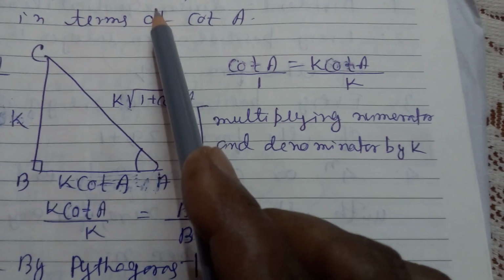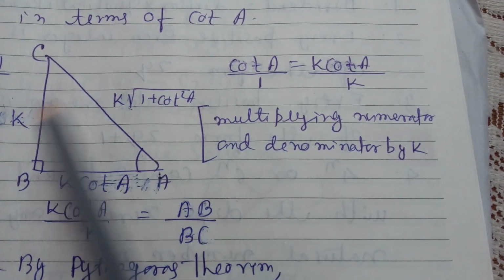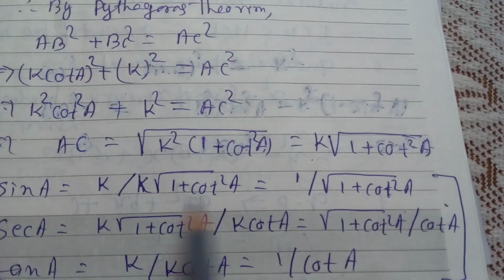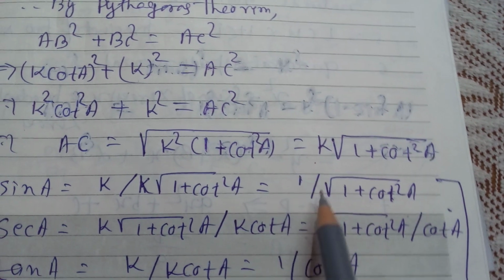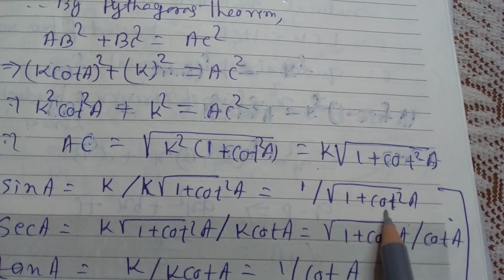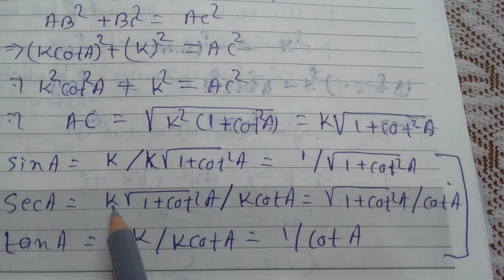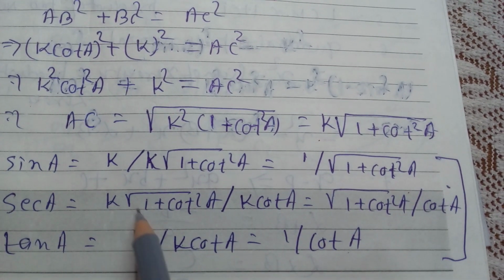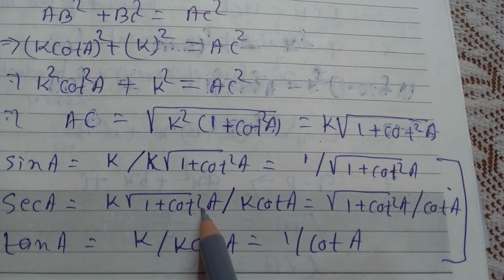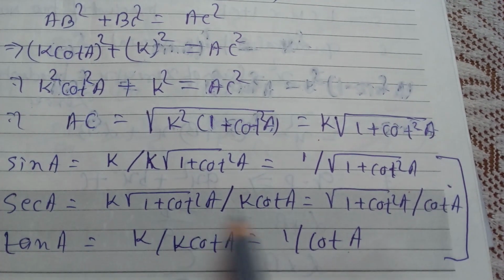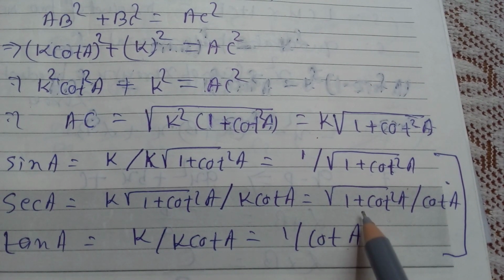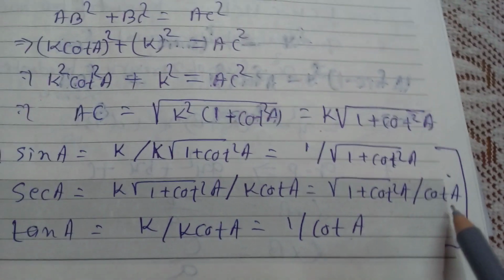So sin A equals P by H. So k by k root under 1 plus cot square A. So k cancels and 1 by root under 1 plus cot square A. And sec A equals H by B. H equals k root under 1 plus cot square A, by k cot A. So k cancels and what remains is root under 1 plus cot square A by cot A.